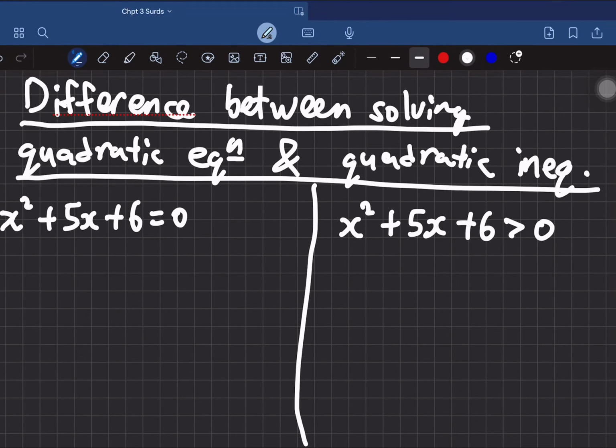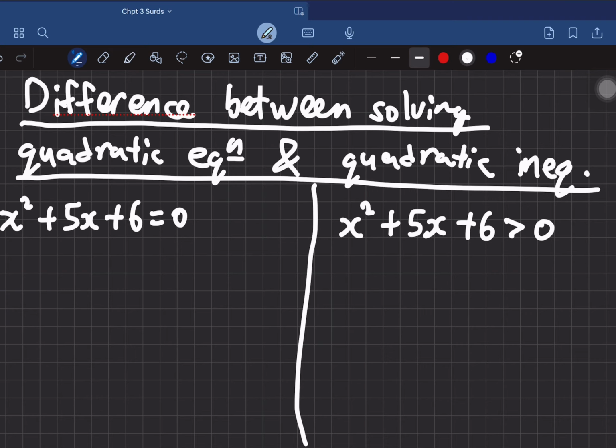Hi students. I think you still all have a lot of misunderstanding between solving quadratic equations and quadratic inequalities. So do continue watching this video until the end so that you can fully understand the difference between solving quadratic inequality and solving quadratic equation.